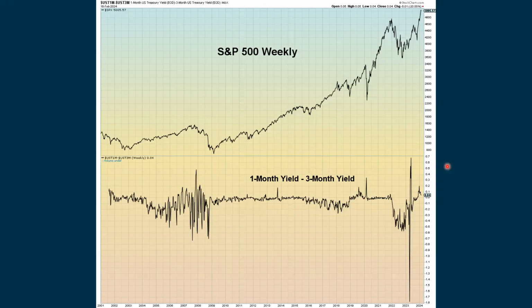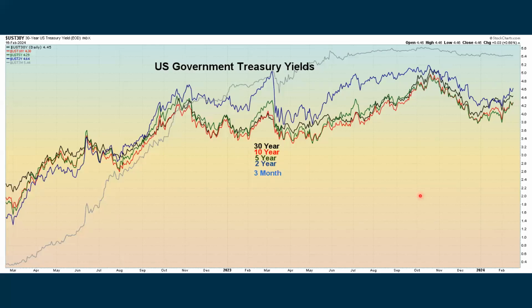This is the 1-month yield and subtracting the 3-month yield. We should always get a negative result. For the last number of months, we've been getting a positive result. Not sure if that's a warning sign, but it's been going on now for quite some time.